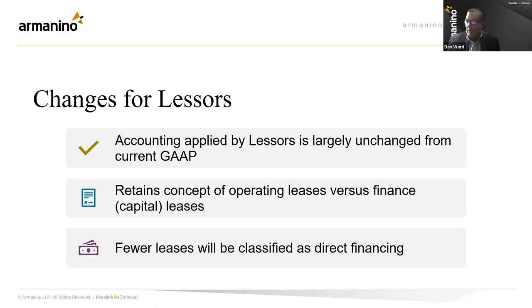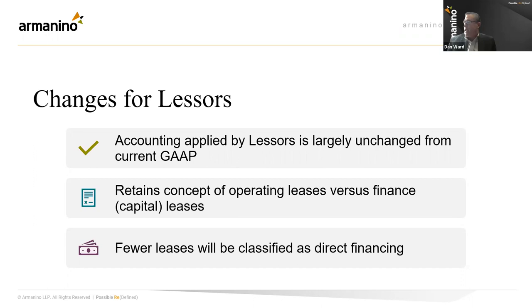Lessors, we'll focus a little on lessors here. For lessors and lessor accounting, the new standard is largely unchanged from current GAAP. For the most part, there was no controversy surrounding the current accounting for lessors under ASC 840. Lessors will still have to classify a lease as either a sales-type lease, direct financing, or operating using criteria very similar to the current GAAP. Leveraged lease classification will be eliminated prospectively.